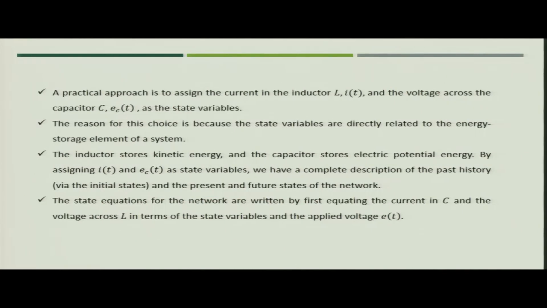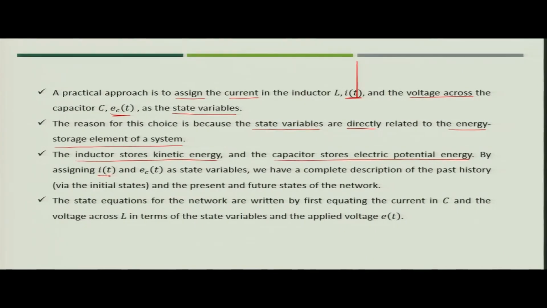So, let us understand how we can represent that series RLC circuit in state variables. The practical approach for us would be to assign the current in the inductor, that is I(t), and the voltage across the capacitor, that is Ec(t), as the state variables. Now, why are we choosing this? Because the state variables are directly related to the energy storage elements of the system, and L and C are considered to be the energy storage elements. The inductor stores the kinetic energy and the capacitor stores the potential energy, that is electrical potential energy.